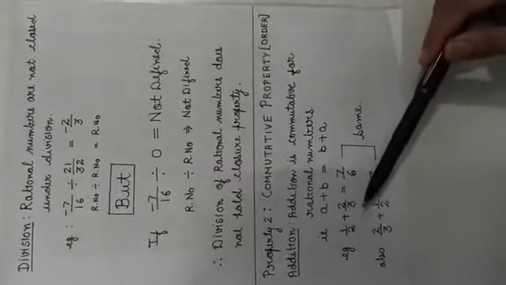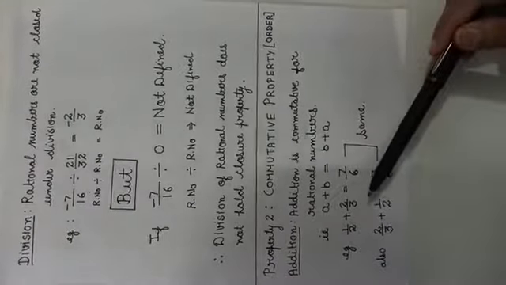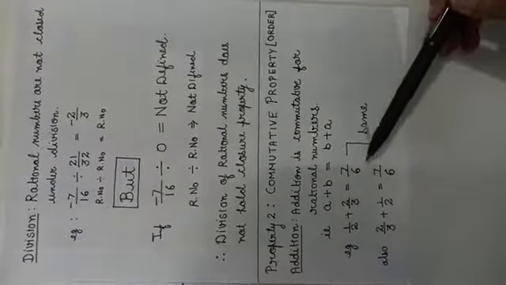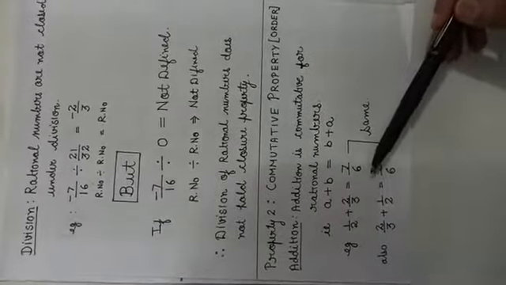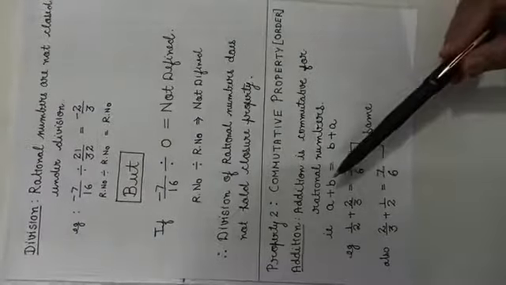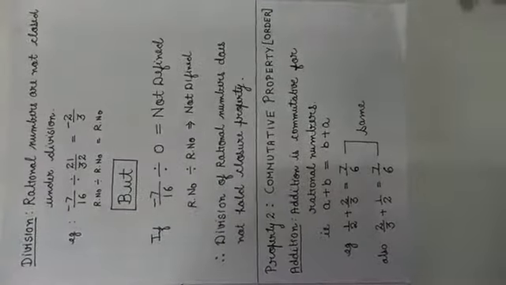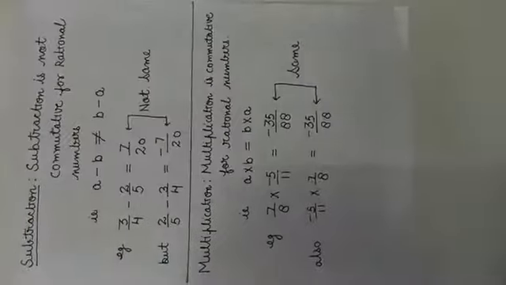Means we can write the rational numbers in any order. Which we have to write first, which we have to write second, that doesn't change the answer. We can write any number first and any number second. We will get the same answer. So we can say the addition is commutative for rational numbers. Now let us see one more example.